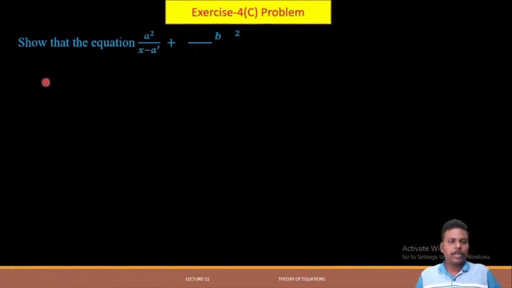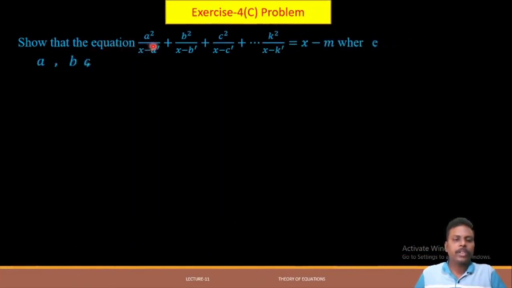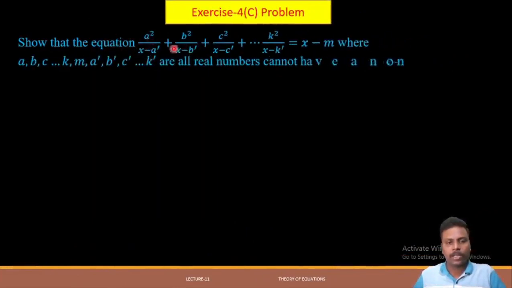Here is our first problem in this lecture. Show that the equation a square by x minus a dash plus b square by x minus b dash plus c square by x minus c dash and so on up to k square by x minus k dash is equal to x minus m, where a, b, c and so on up to k, m and a dash, b dash, c dash and so on up to k dash are all real numbers, cannot have a non-real root. That means you have to show that the given equation cannot have a complex root. This is what we have to show in this particular problem.